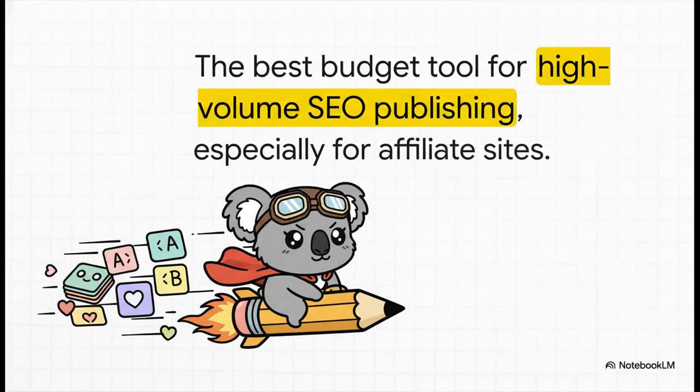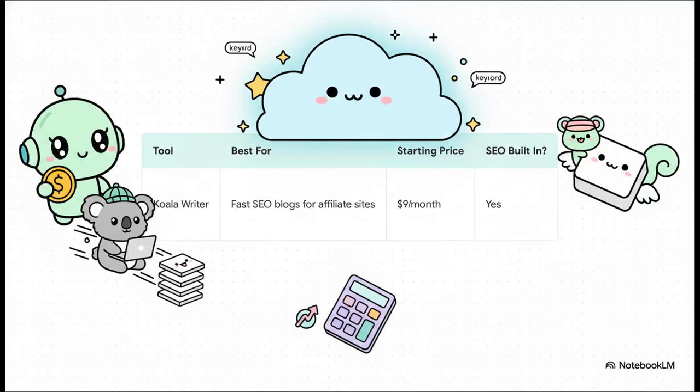Okay, let's switch gears a bit. What if your main goal isn't just one perfect article? What if it's about speed and volume? If you need to churn out a lot of solid, SEO-friendly articles fast, especially for things like affiliate marketing, then you have to check out Koala Writer. I mean, just look at that price. It starts at $9 a month. Hands down, Koala has the best cost per article on the market.